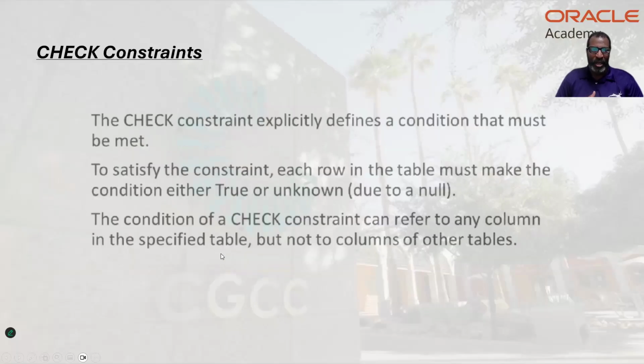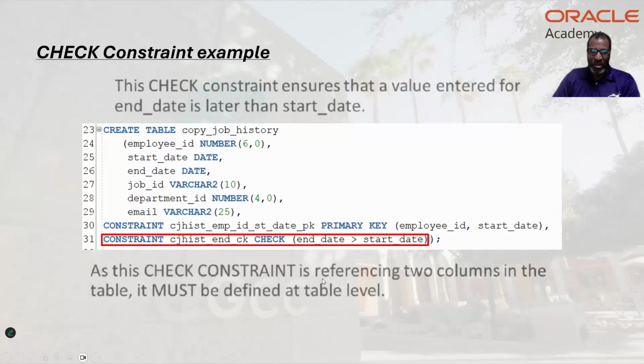All right. Check constraints. Check constraints explicitly define a condition that must be met in a column. So here we're creating a check constraint on this date. And basically you're saying that the end date has to be greater than the start date. You would think that people would generally perform the right actions there, but you're ensuring that they can't make something not appropriate for that particular content. So it is a constraint, and we call it a check constraint.